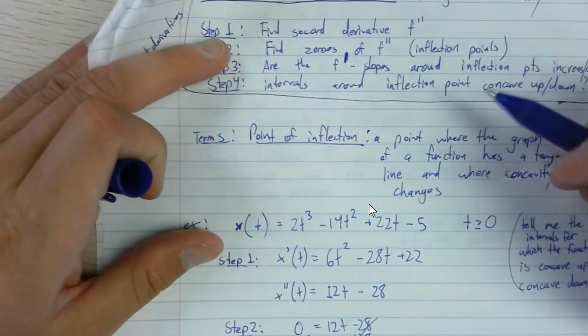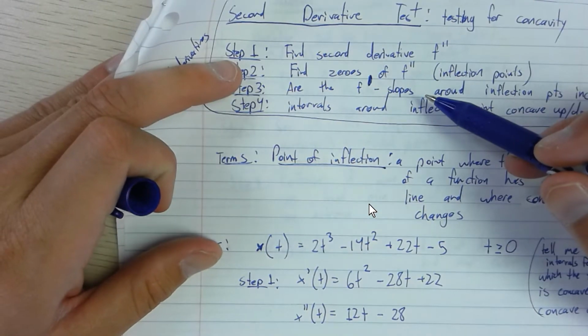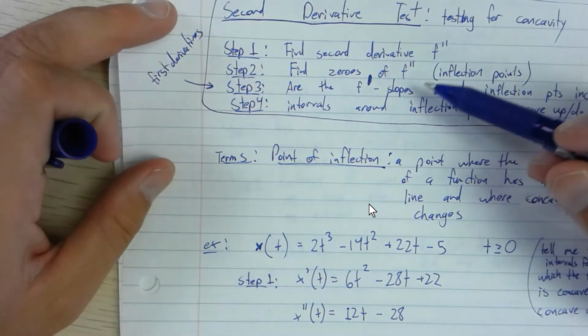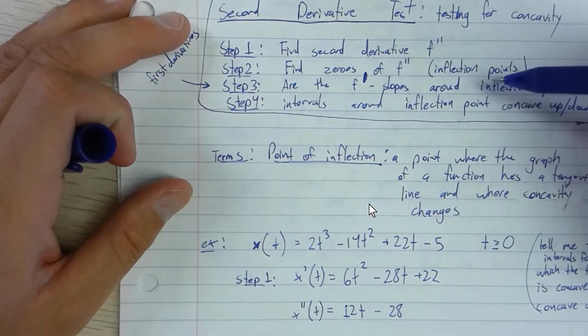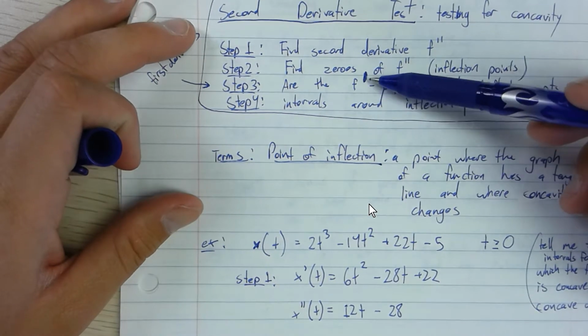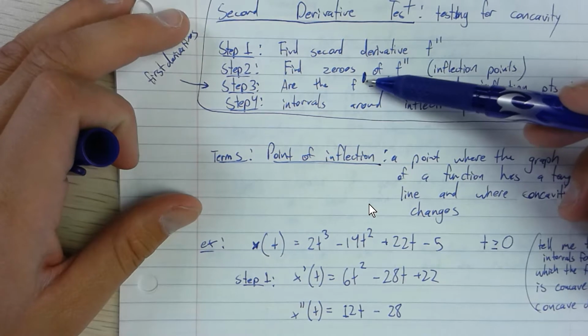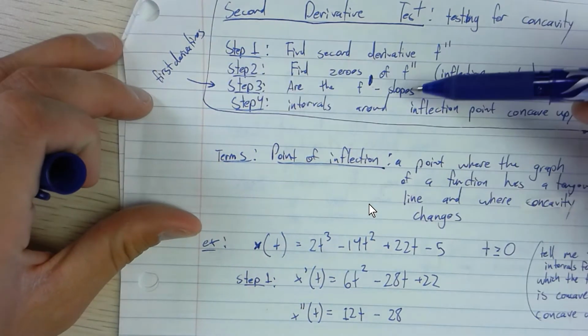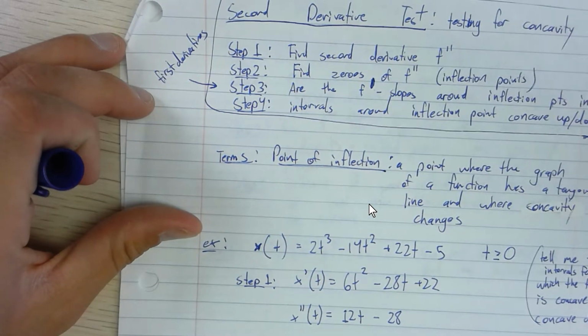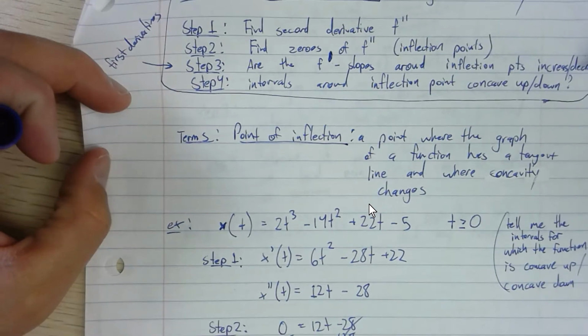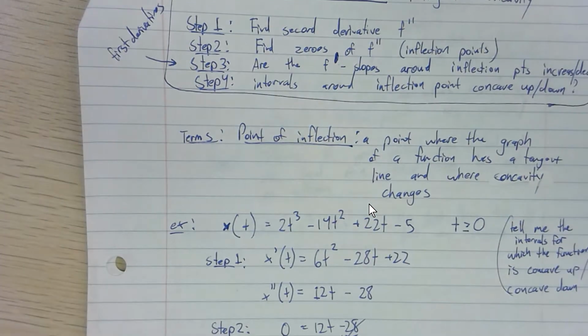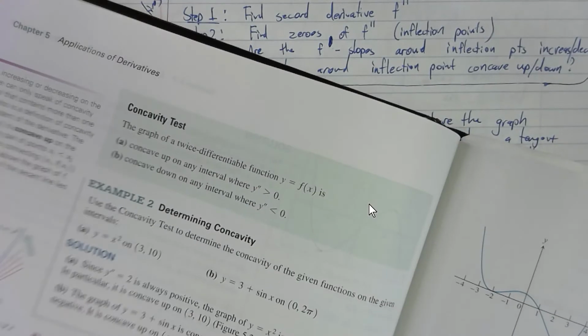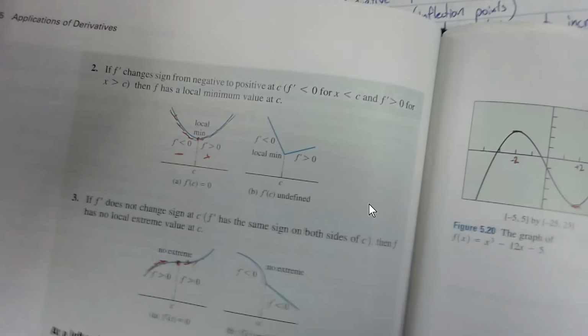But I decided to write this a little bit differently, and I kind of wish I would have rewritten it the other way to make it easier. But I said, are the first derivative, this is first derivatives, okay? That's why I had this arrow. Are the first derivative slopes around the inflection points increasing or decreasing? Okay, and the reason why I did that is because I went through such a long time to talk to you guys about this diagram here.